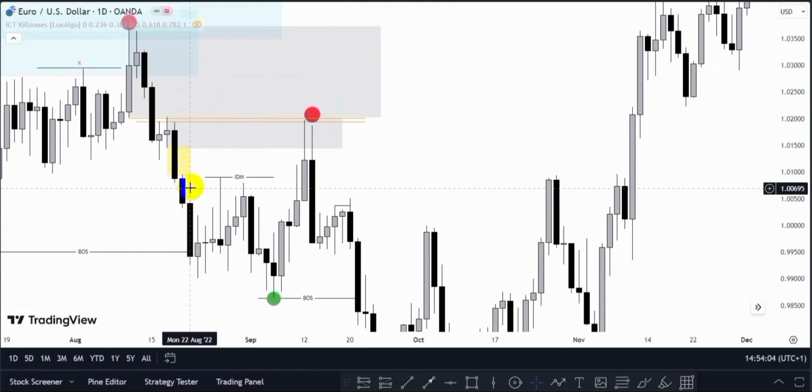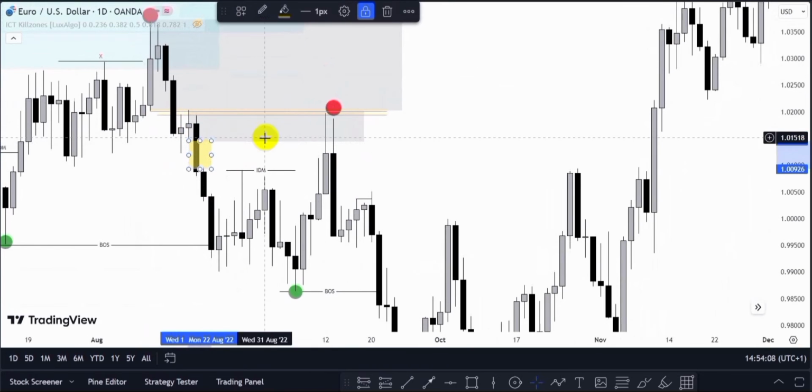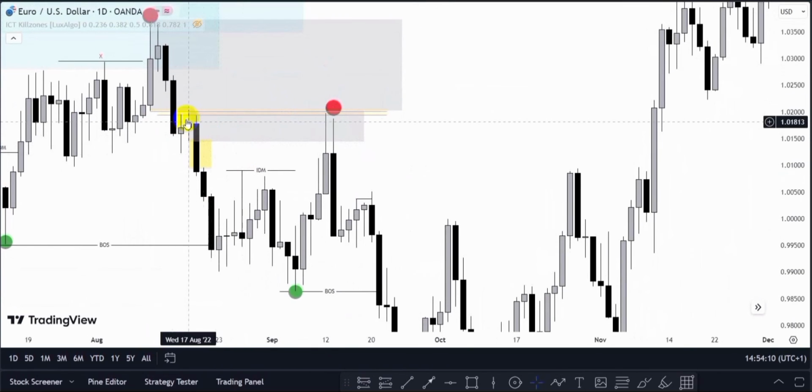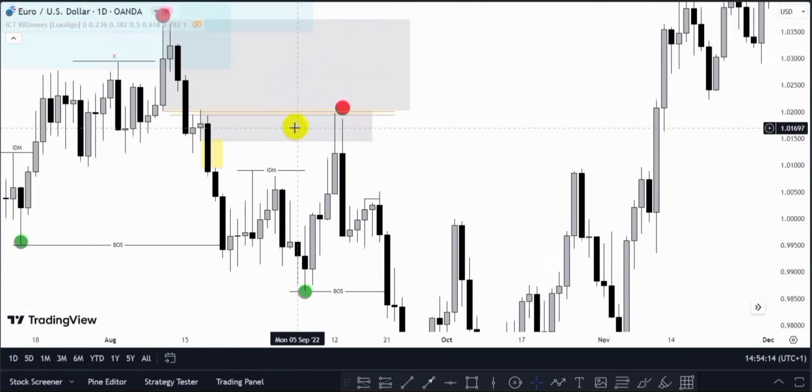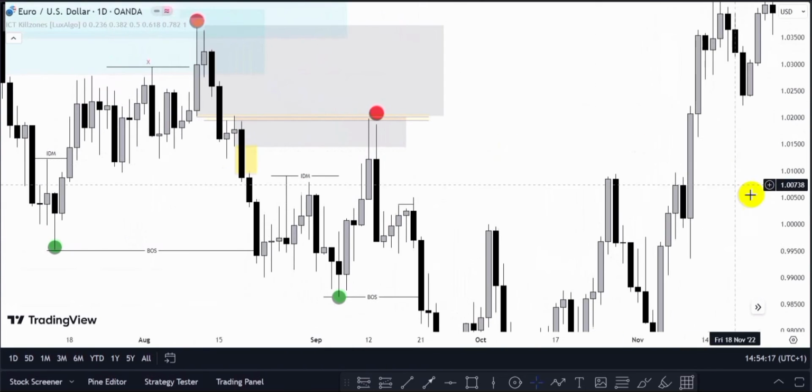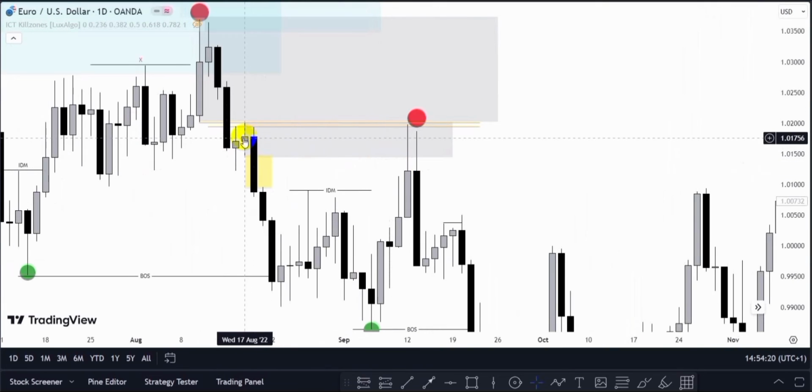So you see price returned into it, mitigated it. This becomes also the next order block. After the mitigation of this order block, price created a new order block because you would see that this candle here took out the high of this candle. This is the lowest candle. Price returned, took out the high of the candle, and then we have price imbalance here.